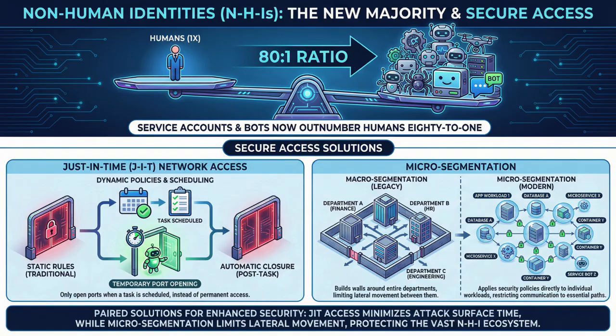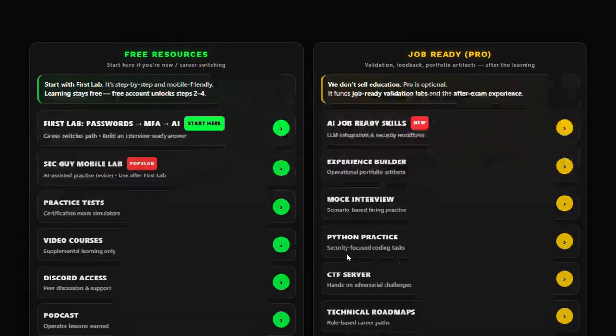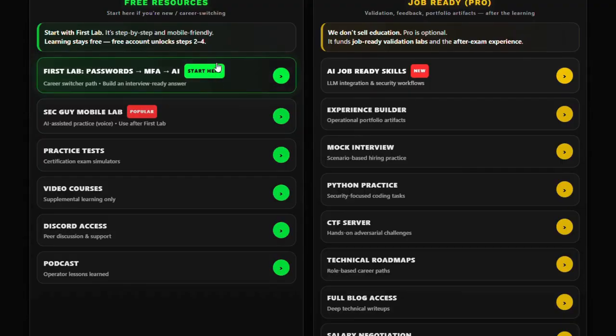Whether you are configuring an AWS security group or auditing a global policy, the control is only as good as the identity behind it. To get your hands on the resources for this module, head over to setguy.org.